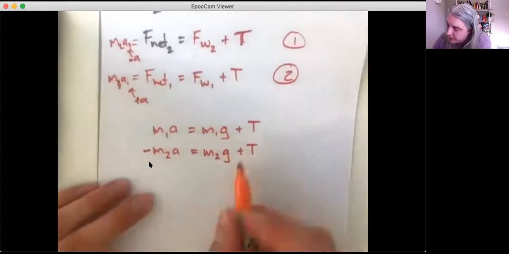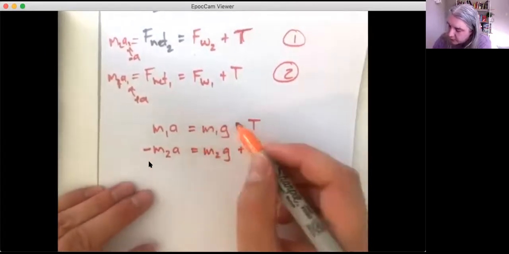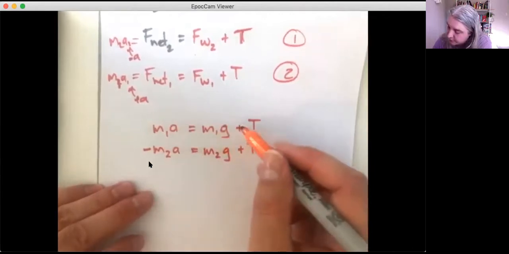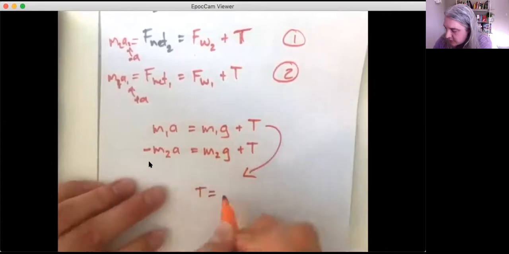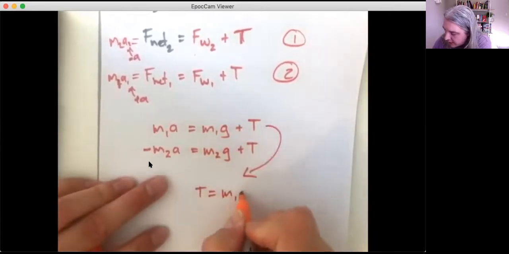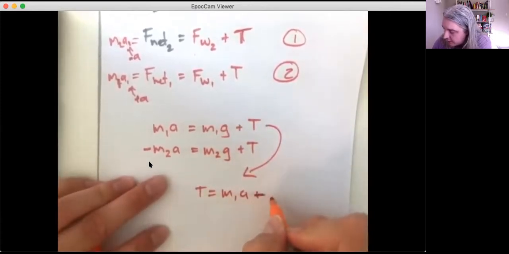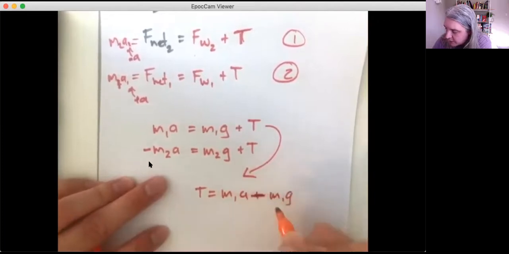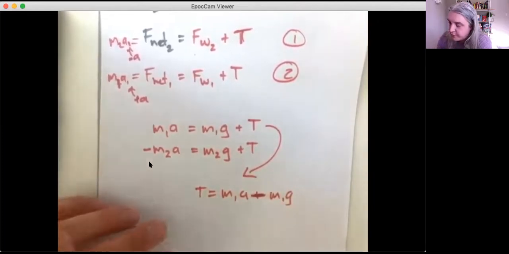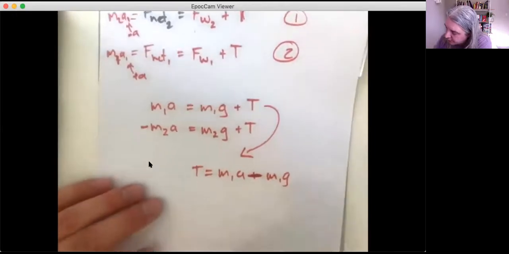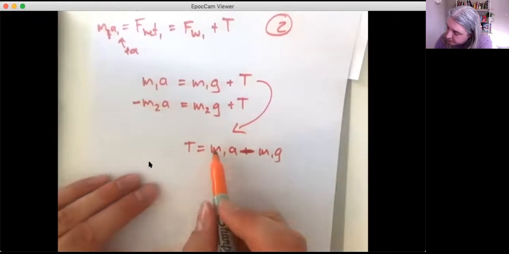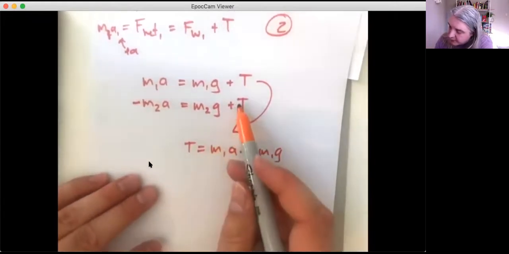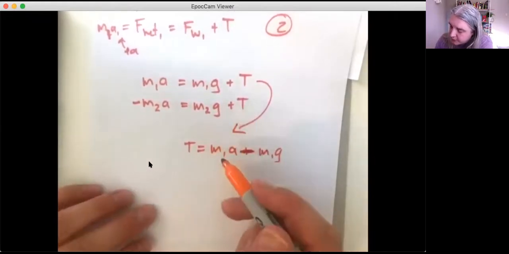So what we can do is we can see that tension, we can use either one of these. I'm going to use this first one. We can use either one of these and rearrange it to find tension. So tension is equal to M1A minus M1G, remembering that G is negative in there, but we'll leave it as negative M1G. That's our tension force.